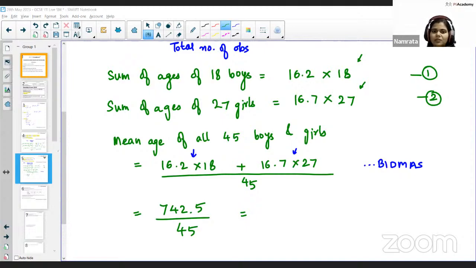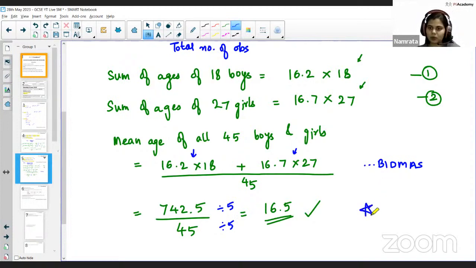Very good. Since I'm getting many responses, we'll directly jump to the answer. Absolutely right. That is 16.5. Amazing. You can divide it by 5. We can try and reduce the fraction and then take the division part too. So the answer that you'll receive is 16.5. Amazing. Very good. Moving on to the next question.